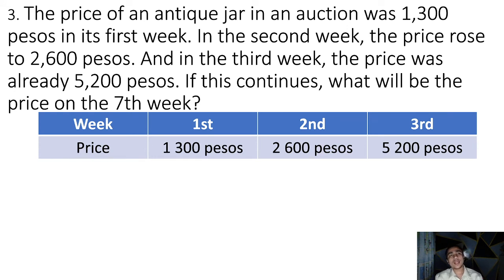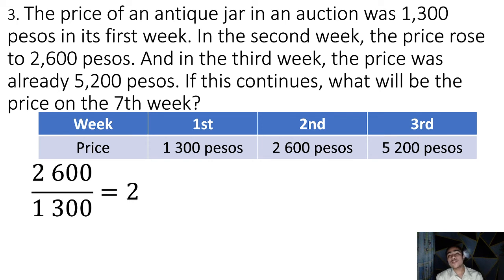Ngayon, alamin natin, is this an arithmetic sequence or is it a geometric sequence? Kapag minus ba natin yung 2,600 pesos sa 1,300, ang lalabas is 1,300. Pag minus naman natin yung 5,200 pesos sa 2,600, ang lalabas naman is 2,600. So, magkaiba sila ng difference. Therefore, this is not an arithmetic sequence. Maybe it is a geometric sequence.